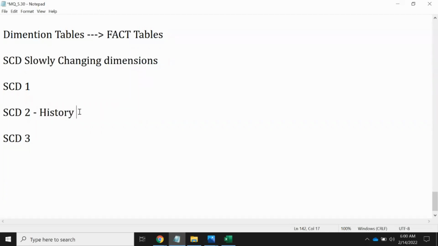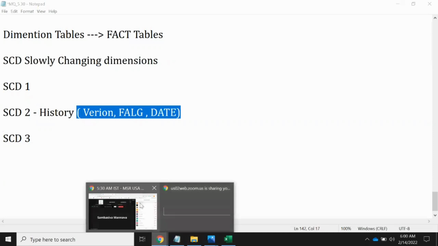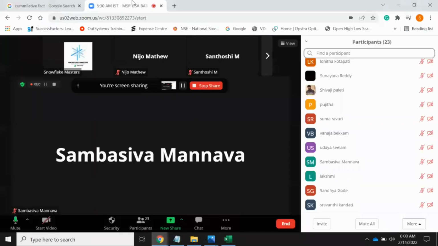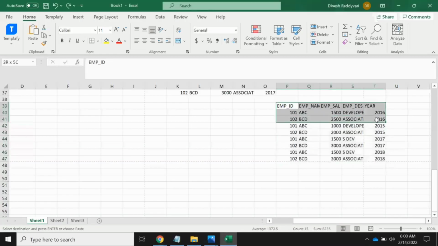When we are maintaining complete history information, based on our requirement we can use a version number, or a flag, or a date range. These are the different mechanisms used to understand the history. For better understanding, we are using a date here. Date means nothing but a year.